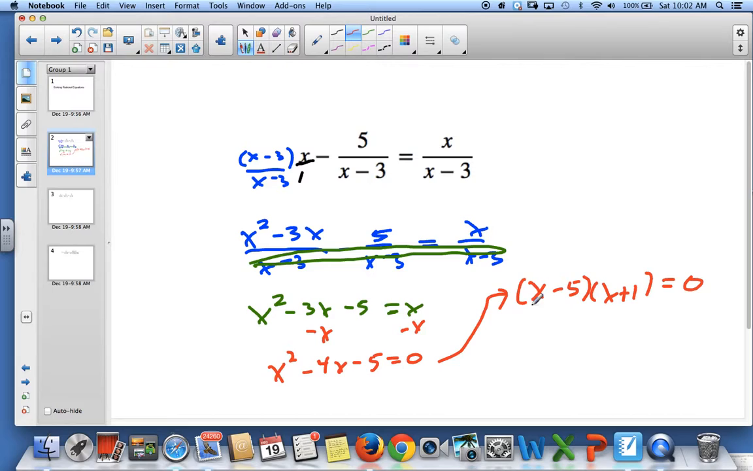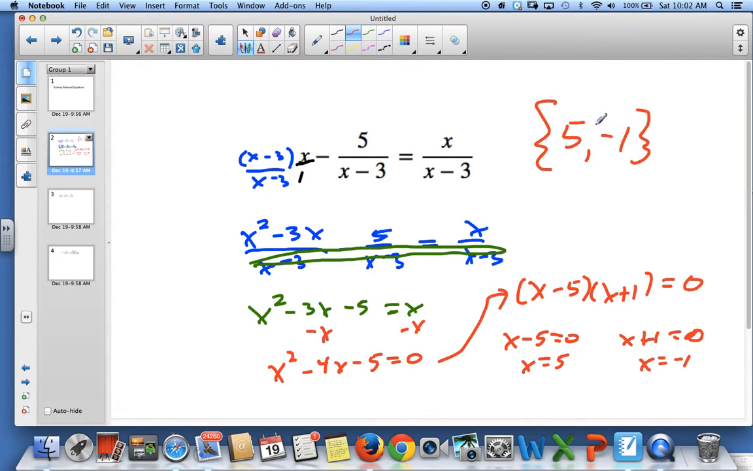So now I have two things multiplied to equal 0. So either x minus 5 equals 0, in which case x equals 5, or x plus 1 equals 0, in which case x equals negative 1. So there are two solutions to this one, 5 and negative 1. So that would be the answer to this. Now, just to be on the safe side, we want to check to make sure neither of our solutions makes the denominator 0, and that's the case here. So this is perfect for this one.